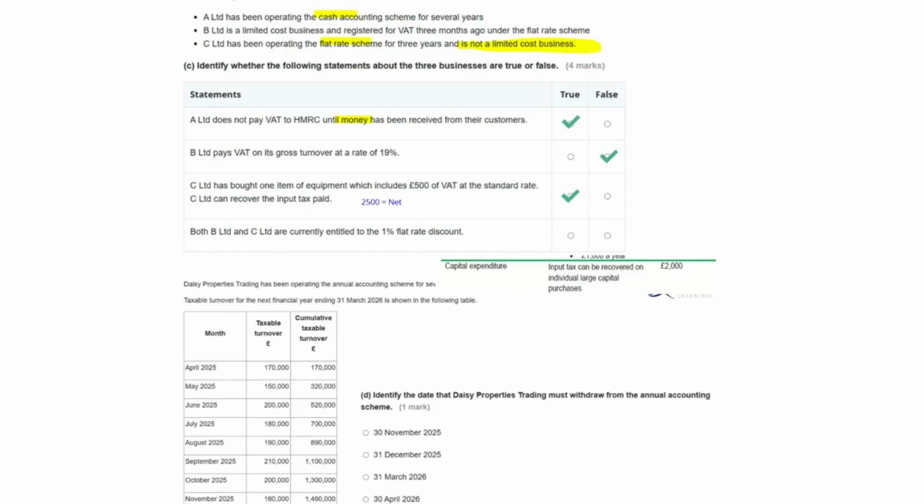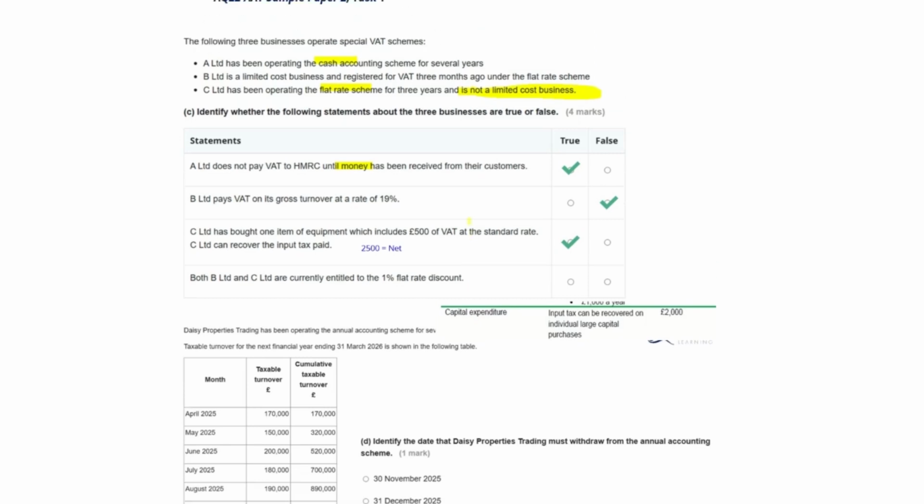And then lastly, both B Limited and C Limited are currently entitled to the 1% flat rate discount. So that's only in the first year of trading, which is okay for B, but not for C because they have been going for 3 years, making that statement false.